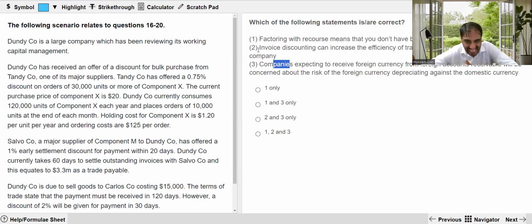But the question is, is point number 2 right? Read the point carefully: invoice discounting. What does that mean? Invoice discounting means, for example, I have $100,000 receivable from debtors of a specific customer.